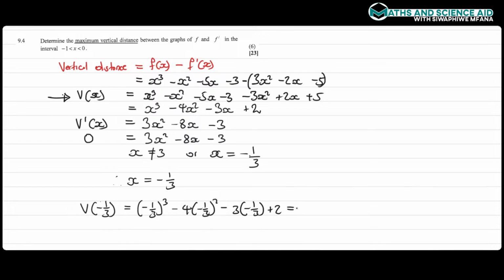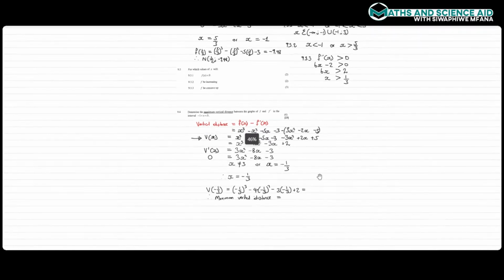Okay, after finding whatever that value is here, I would advise that you just make another conclusion that therefore the maximum vertical distance, and then just write what the value is that you get here after substituting in negative 1 over 3. So let us not waste any more time here and just move on to another question.